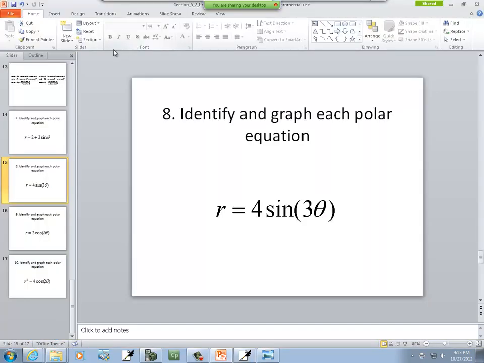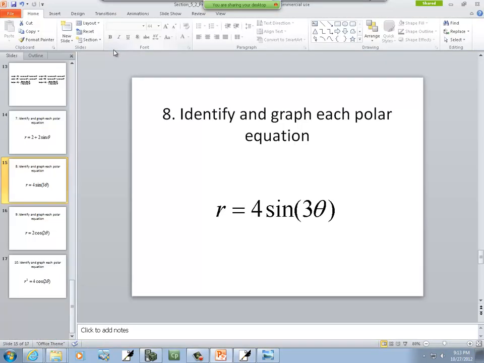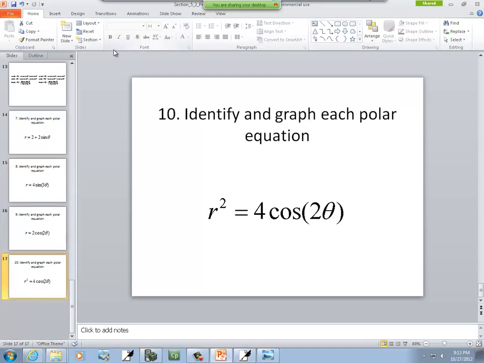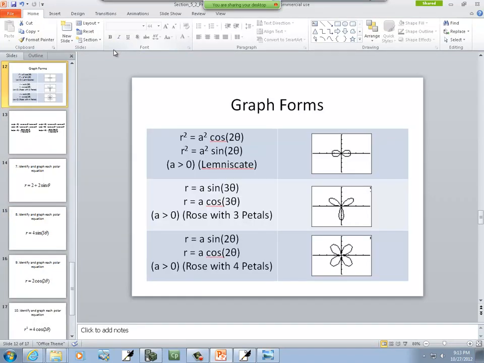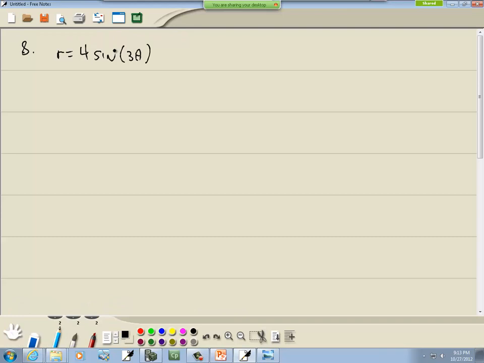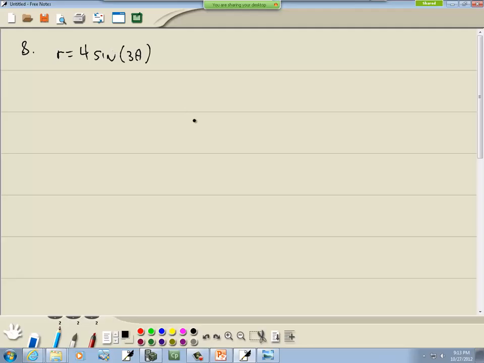It's really beneficial to you, whether you're doing it by hand, like I was trying to do, or whether you're using a graphing calculator, that you know what it looks like in general before you even begin. So you know when you've plotted enough points, when you know you got the picture you want. That's why it's important for those tables that we looked at. So let's go back up. And we're looking for r is equal to 4 sine 3 theta.